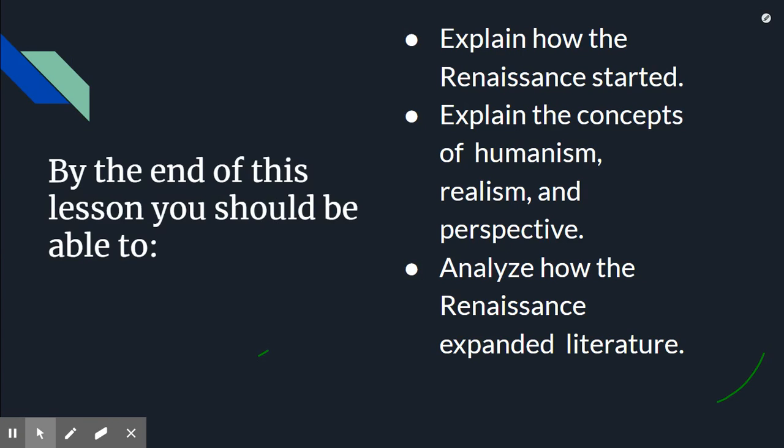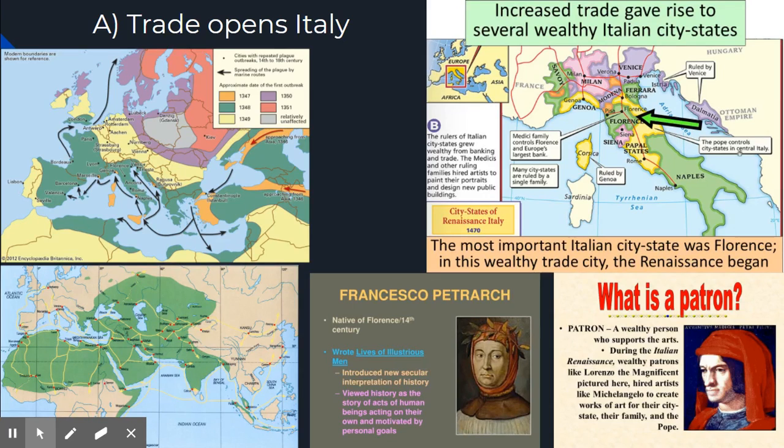By the end of this lesson, you should be able to explain the factors that led to the Renaissance, explain the Renaissance concepts of humanism, realism, and perspective, which we'll be going into, and analyze the way in which the Renaissance expanded literature. So let's dive in and try to tackle all of these topics.